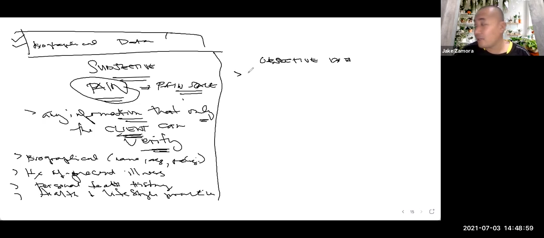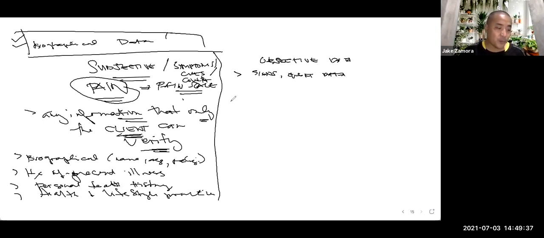Now, what are the information under your objective data? Under the objective data naman, ang other terms for the subjective data is your symptoms or your cues, baka kasi makita nyo sa ibang libro, ganyan. Or covert data. Yan yung mga tawag dito sa subjective data natin. Now, your objective data on the other hand, this is your signs. Okay, this is your overt data.